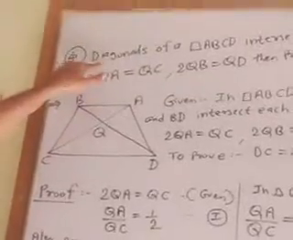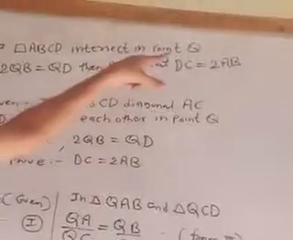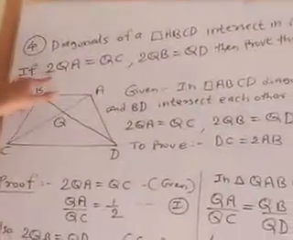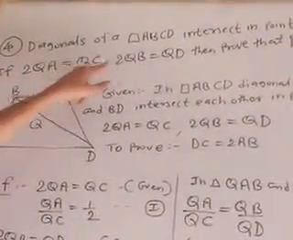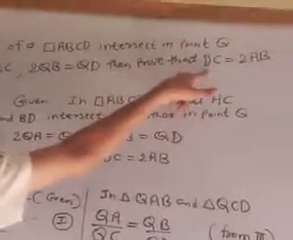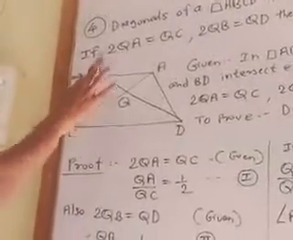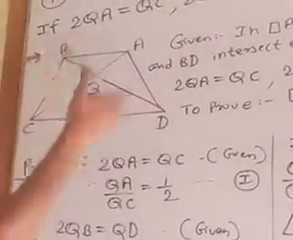Question number 4. Diagonals of a quadrilateral ABCD intersect in point Q. If 2QA equals QC and 2QB equals QD, then prove that DC equals 2AB. Here a trapezium is not given, only any quadrilateral ABCD.